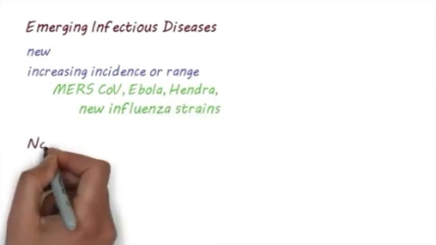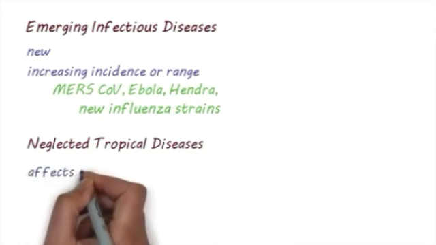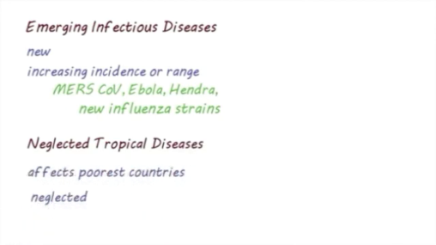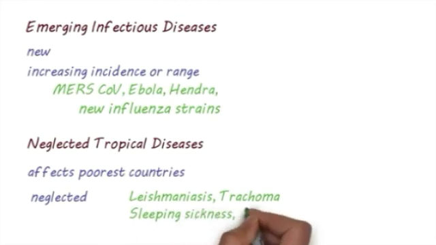Neglected tropical diseases are a group of tropical diseases that affect the poorest countries of the world. Traditionally, they have not received much global attention but continue to cause illness in the most vulnerable groups of people in the world. They include diseases like leishmaniasis, trachoma, sleeping sickness, and schistosomiasis.